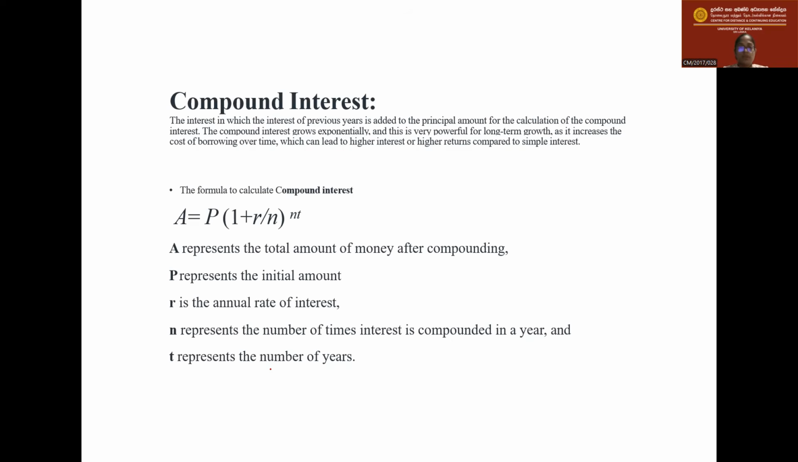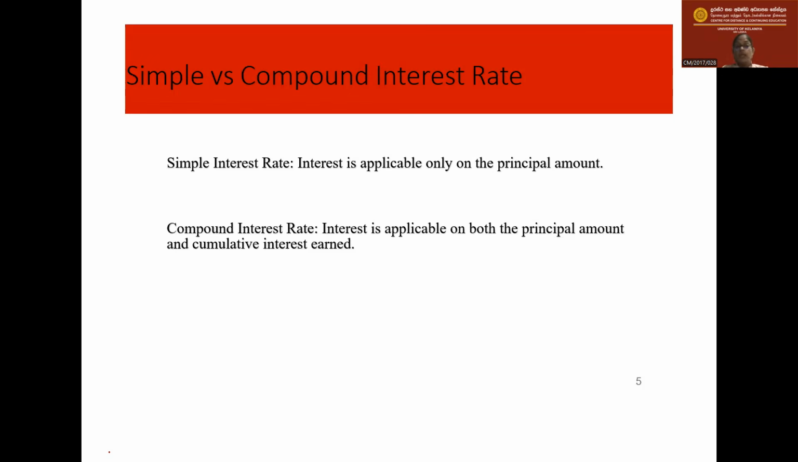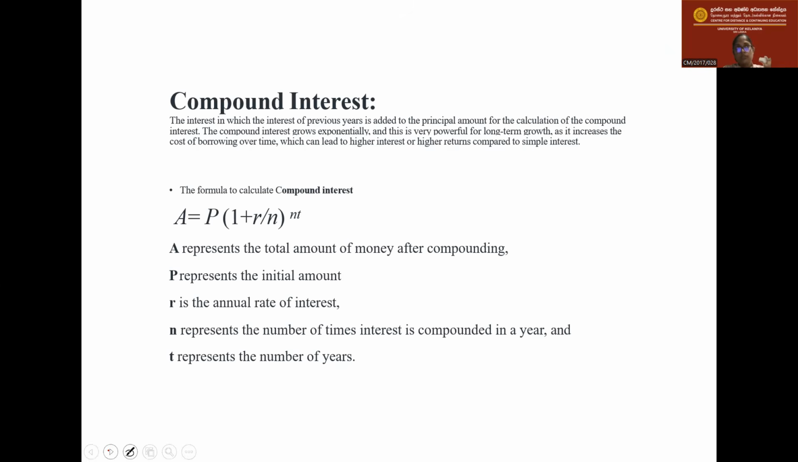You obtain the result in the previous question. If you can remember the example, in simple interest we earned 300, but when it comes to compound interest, you obtain the interest as 331. Therefore you can see it leads to higher interest or higher returns compared to simple interest. In simple interest it's only 300, but in the compound interest case, 331 rupees. Likewise, therefore look at the formula.